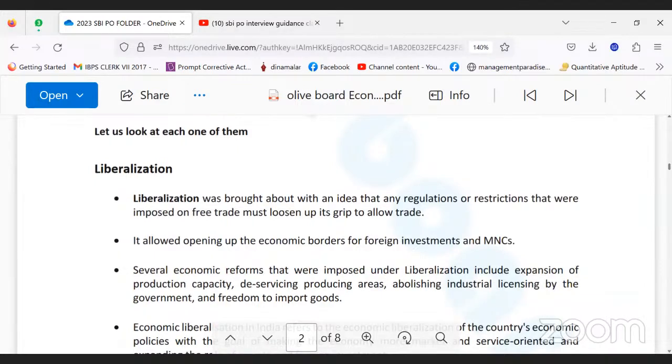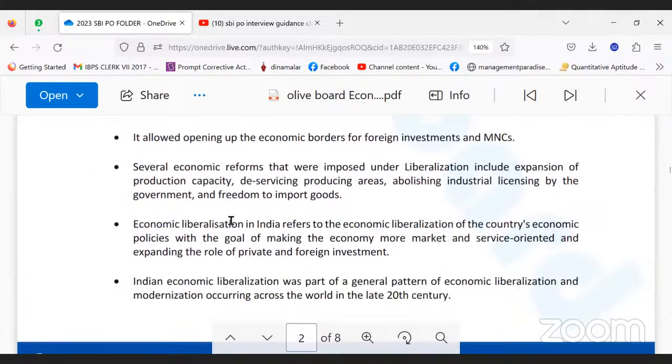Liberalization was brought about with an idea that any regulations or restrictions that were imposed on free trade must loosen up their grip to allow trade. It allowed opening up the economic borders for foreign investment and MNCs. Several economic reforms that were imposed under liberalization include expansion of production capacity, deregulating producing areas, abolishing industrial licensing by the government, and freedom to import goods. See these things.